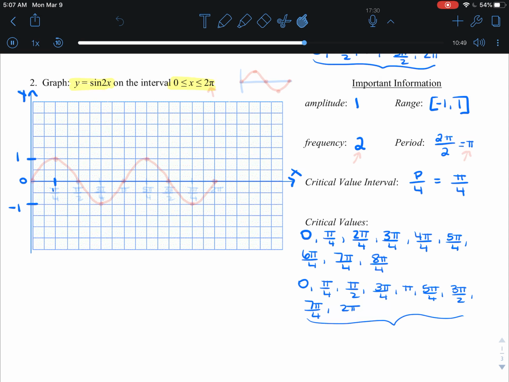So I'm going to go over pi over 4, pi over 2, 3 pi over 4, pi, 5 pi over 4, 3 pi over 2, 7 pi over 4, and 2 pi.